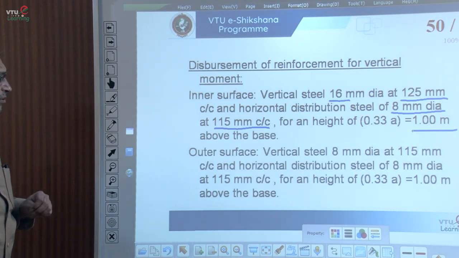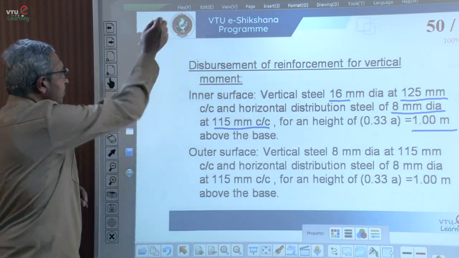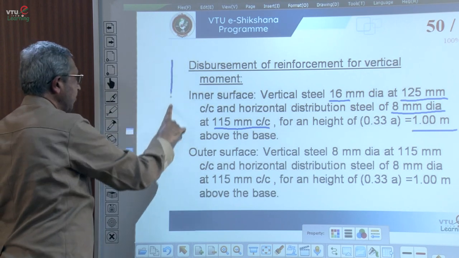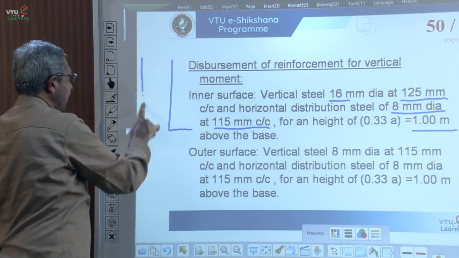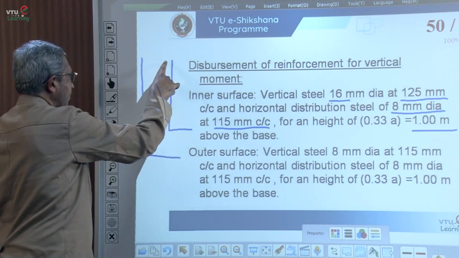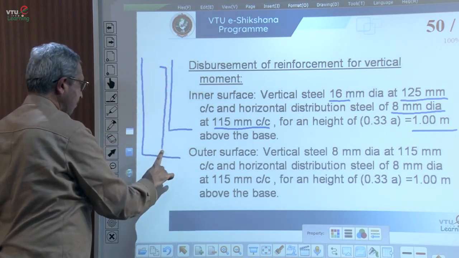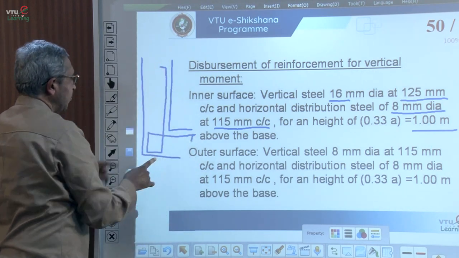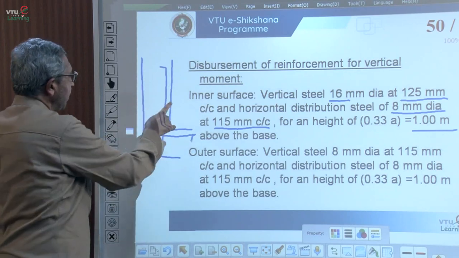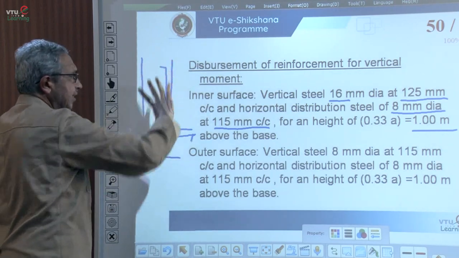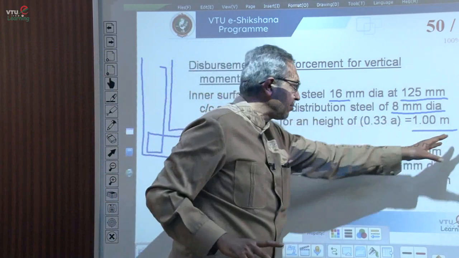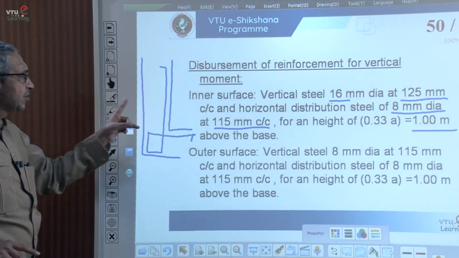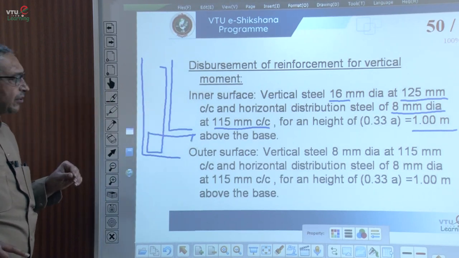So, as I told you, this reinforcement for vertical steel is provided as I have shown now. So, if this is the vertical steel, this vertical steel is provided for a height of 0.33 A or 1 meter, and this is 16 mm diameter bars spaced at 125 mm center to center.